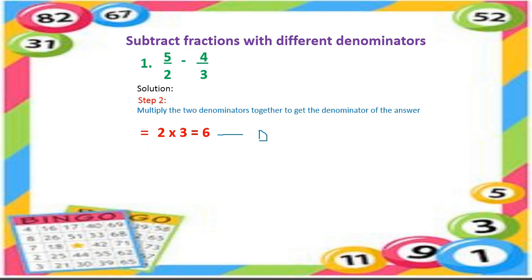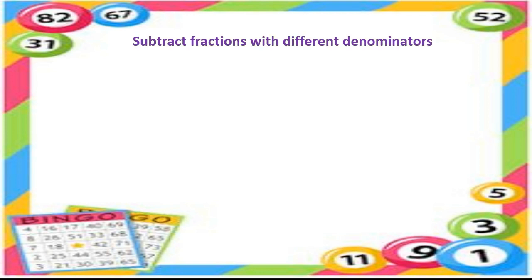Okay, now move towards the third step. Step number 3. What is step number 3? Write your answer as a fraction. So after subtracting 5 upon 2 minus 4 upon 3, our answer is 7 upon 6. Yes, this is our final answer because we cannot reduce this fraction. So 7 upon 6 is the fraction we have got after subtracting 4 upon 3 from 5 upon 2.